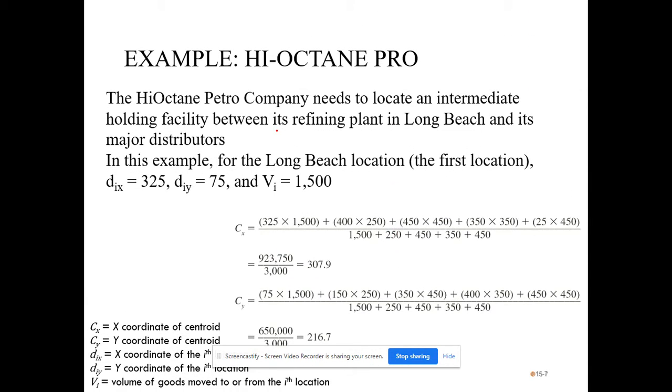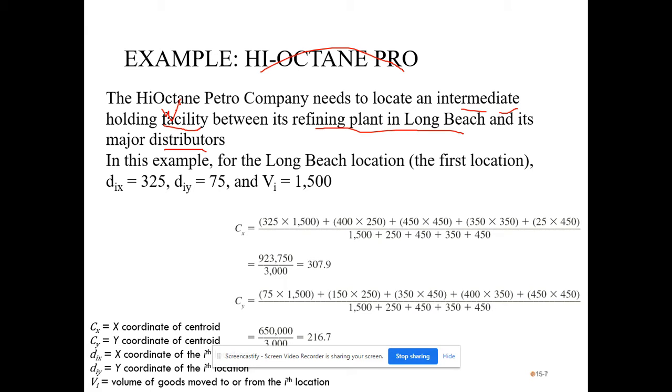Let's take this high octane petrol company. So this is a case of high octane petrol, and this company needs to locate a warehouse. This warehouse has to be between its refining plant in Long Beach and its major distributor. So between the distributor and the refinery, they have to figure out the warehouse location. So they decide that okay, let's look at the centroid method.